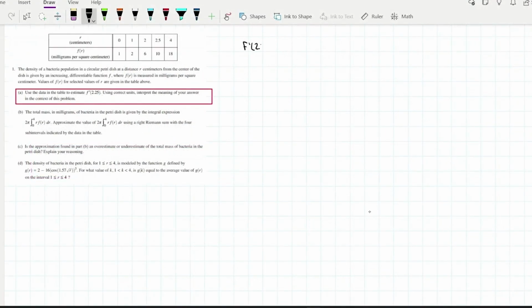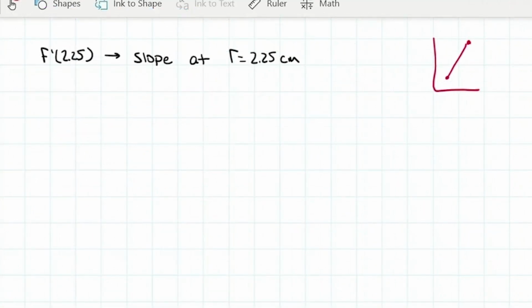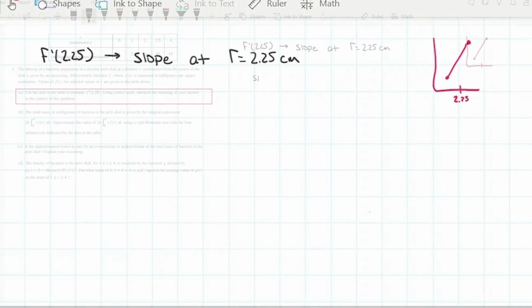We can think of f prime of 2.25 as the slope that this function would have at an r distance of 2.25 centimeters. Now, we don't actually have a density population data for 2.25 centimeters, but we can estimate it using the data points immediately preceding and following 2.25 centimeters. Because the problem specifies that we are only using the given table to find our answer, we can assume that the line connecting these 2 points will be linear, and then every point in between will have a constant slope.